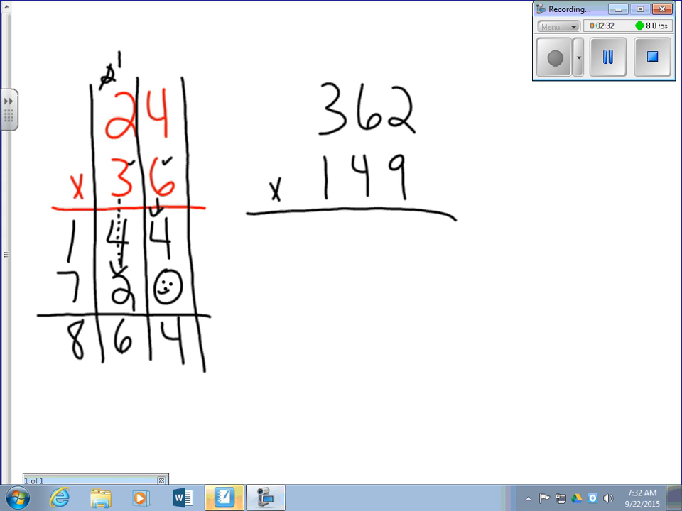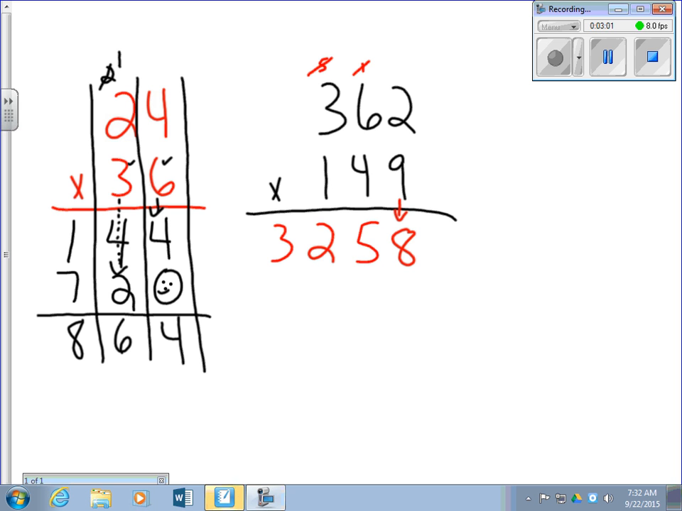So I start with the 9. My first answer will go right under the 9 ones. 9 times 2 is 18. Put down my 8, carry my 1. 9 times 6 is 54. 54 plus the 1 here is 55. Put down my 5, carry my 5. 9 times 3 is 27, plus the 5 I carried is 32. Now I'm done with the 5 and done with the 1. As you can see, all my place values line up.